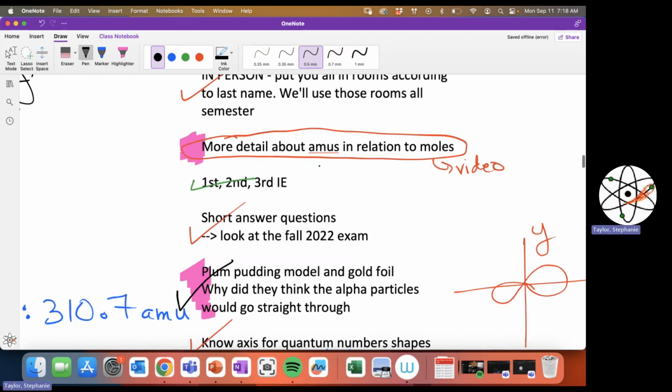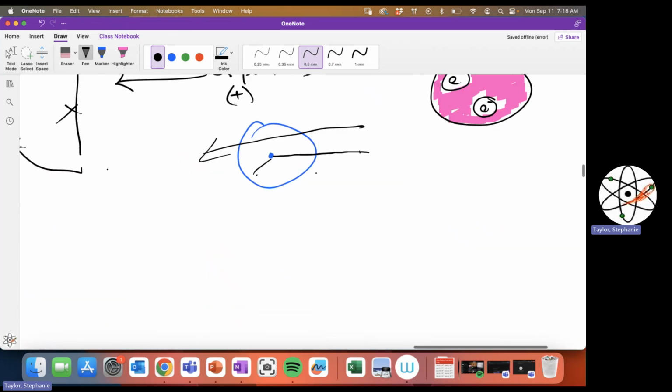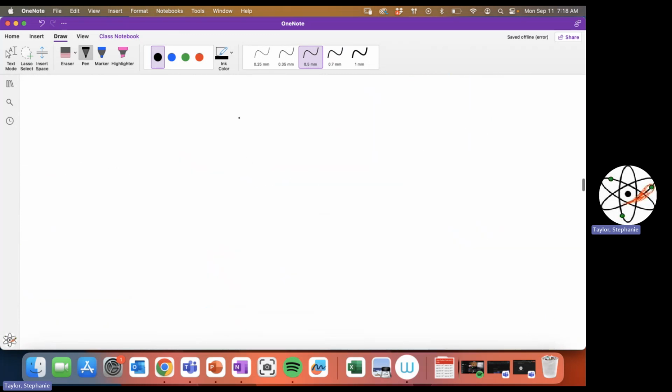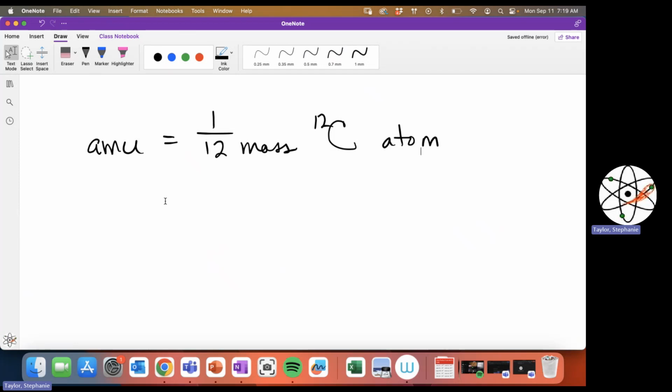AMUs in relation to moles. So I had a chit chat with another student about AMUs and moles, and so I'm hoping that this is the same general idea. So keep in mind, when we have a definition for an AMU, that an AMU is 1/12 the mass of a carbon-12 atom. So please keep in mind that this is defined like this so that we have a unit in chemistry that is helpful to us to talk about the mass of atoms. So an AMU is an atomic mass unit. It's a really, really small number.